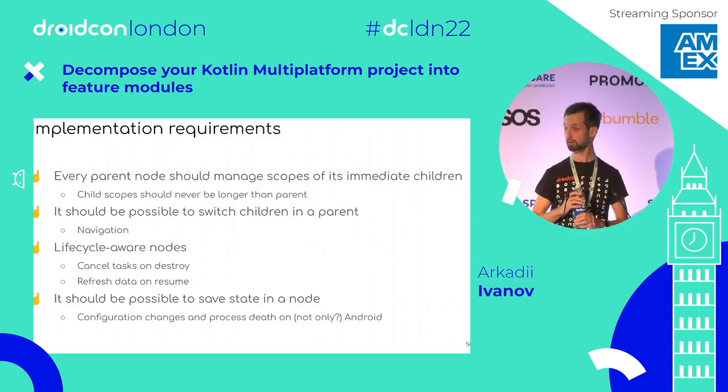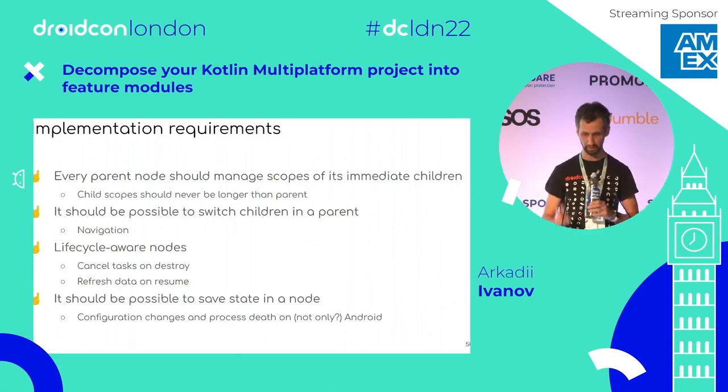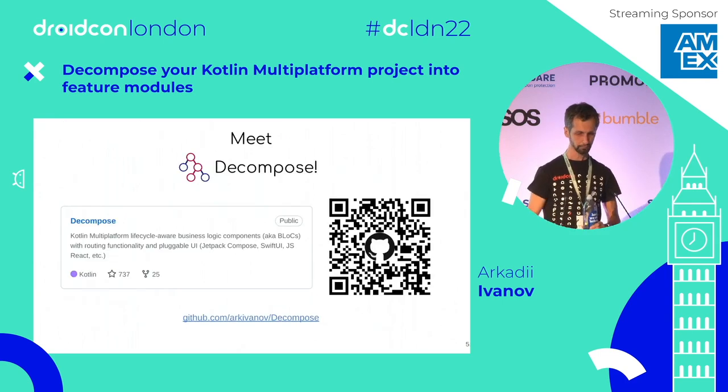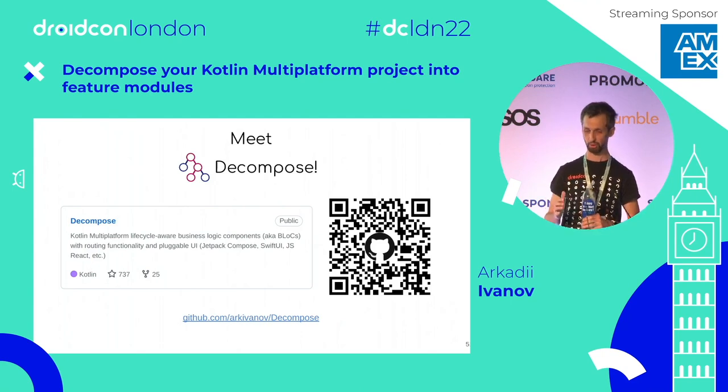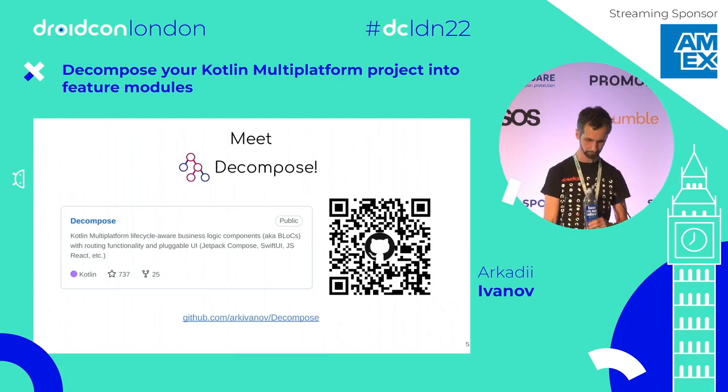This is useful for handling configuration changes and process death on Android, but probably not only Android, because iOS has kind of the same concerns. And there is a library exactly for that purpose. It's called Decompose. It helps to break up the code into meaningful lifecycle-aware components and organize them as trees. Each component has its own scope. And there are tools for switching subtrees, or in other words, navigation.